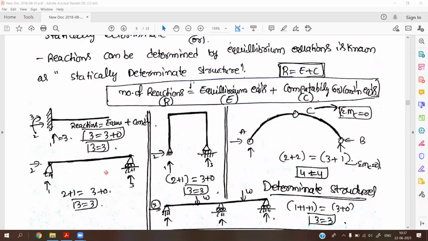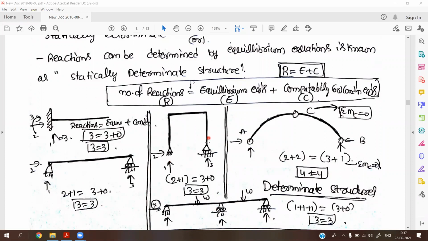If we take a simple support, we have two reactions at an immovable hinged support and one reaction at a roller support. So totally 2 plus 1, total three reactions. For beams we have three equilibrium equations. Therefore three reactions equal three equilibrium equations. Therefore simply supported beam is a determinate structure and cantilever beam is a determinate structure.